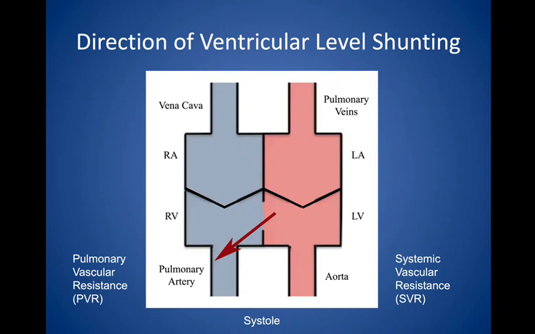During systole, though, the mitral valve and the tricuspid valve close, and the pulmonary artery valves and the aortic valve open. And so depending on the relative resistances of the vascular bed, so in this case, the PVR versus the SVR, the direction of that ventricular shunting will occur. And again, we talked about typical pressures are much higher in your systemic versus your pulmonary vascular bed, and this would result in a left to right shunt.